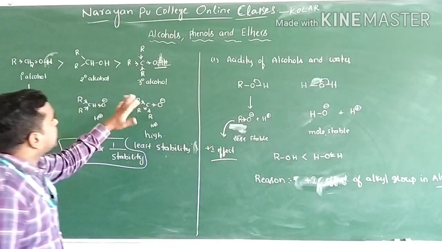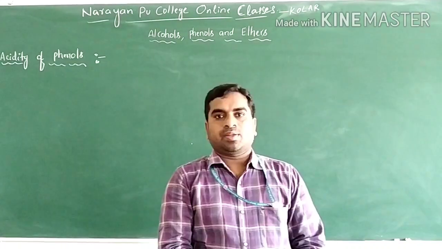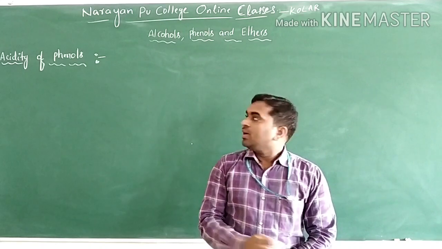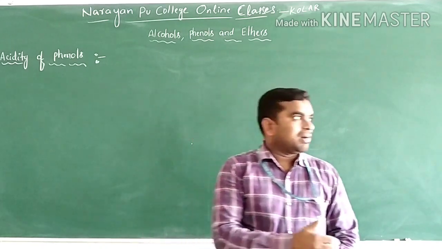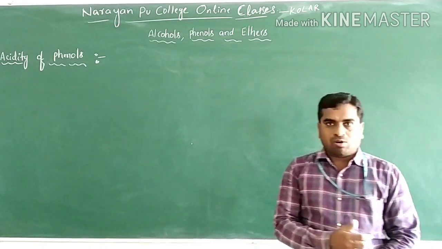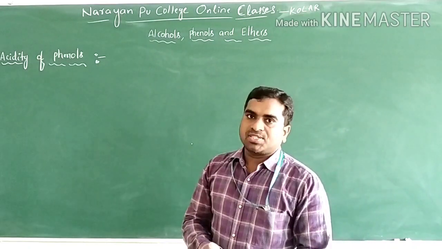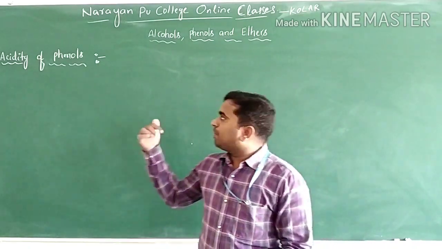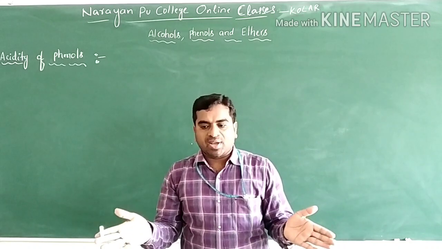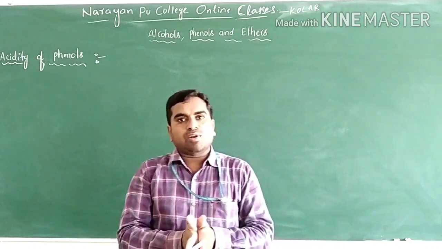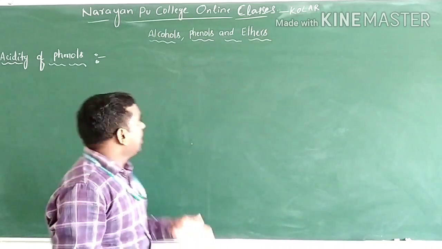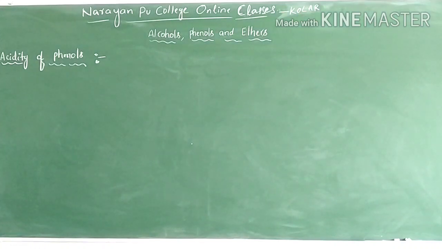So next we will discuss the acidity of phenol. Next one is the acidity of phenols. We have discussed the acidity of the alcohols. Now the next topic is the acidity of phenols. After completion of the acidity of phenol, we have to compare the acidity of phenols and alcohols. That we will do later. And first of all, the acidity of phenol.